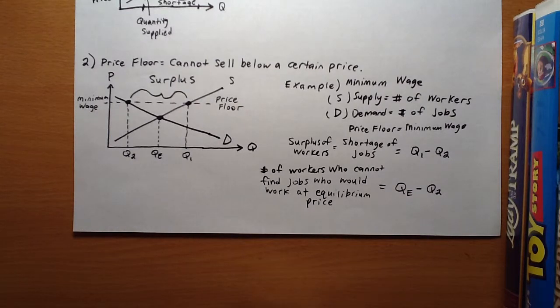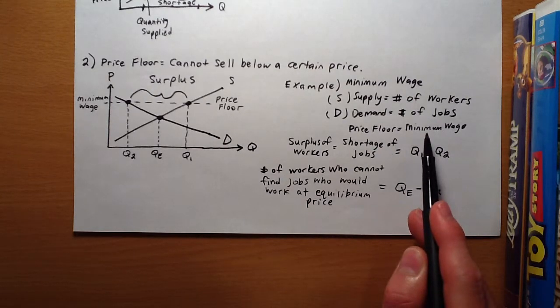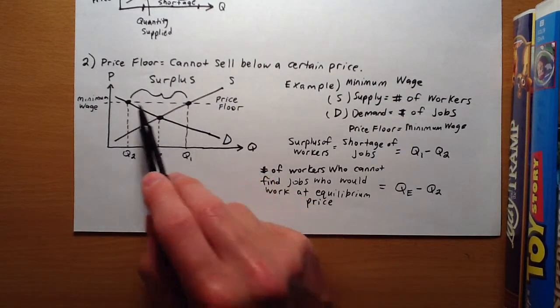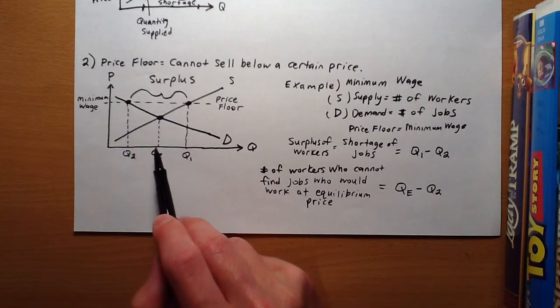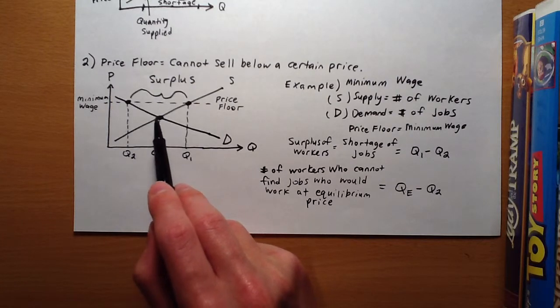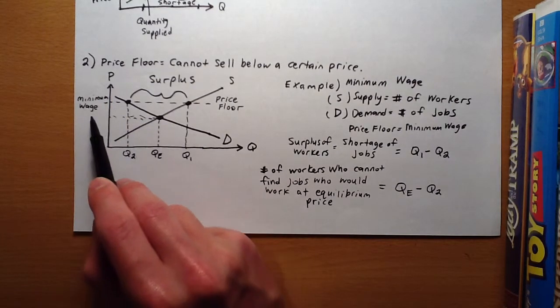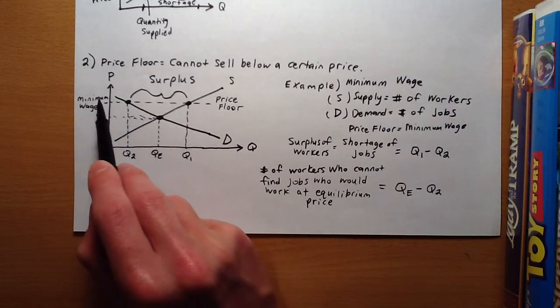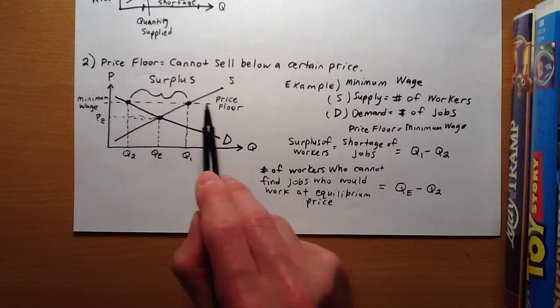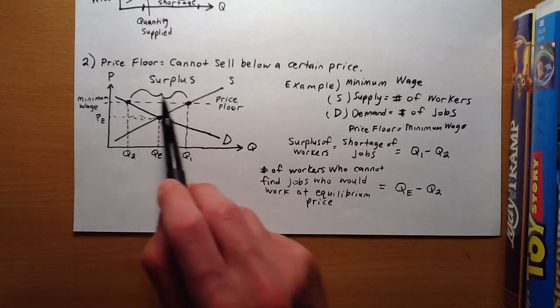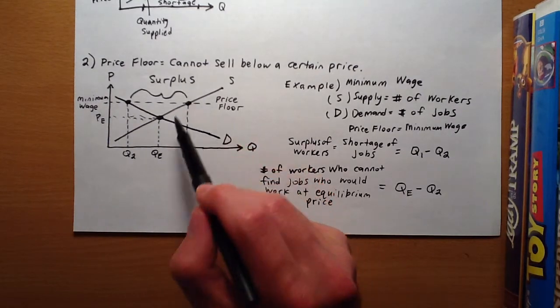Now, we have suppliers and we have demanders or buyers. Workers supply labor, and people who give out jobs demand labor or give out jobs. And our price floor is minimum wage. So, just like always, we draw our supply and demand curve. This is our equilibrium quantity that would be demanded, and on the y-axis we have our equilibrium price. And we have our minimum wage line going through, extending from the y-axis over. And here's our price floor. We can't sell below this.